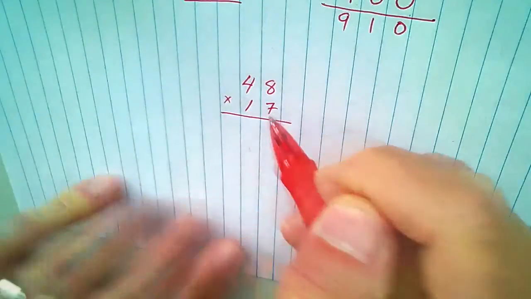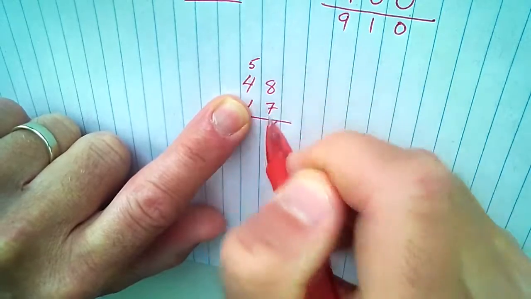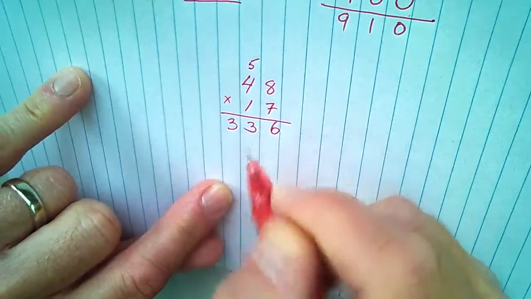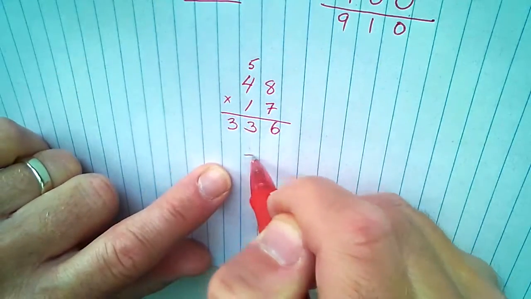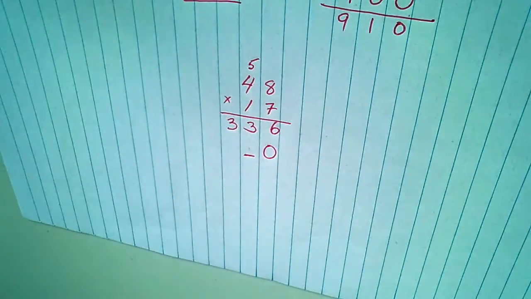So 7, my first question, 7 times 8 gives me 56. 7 times 4 is 28, plus 3 gives you 33. I'm going to the tens, so I know my first digit is going to go right underneath that. So that means I got to put a 0 there. Got to put a 0.